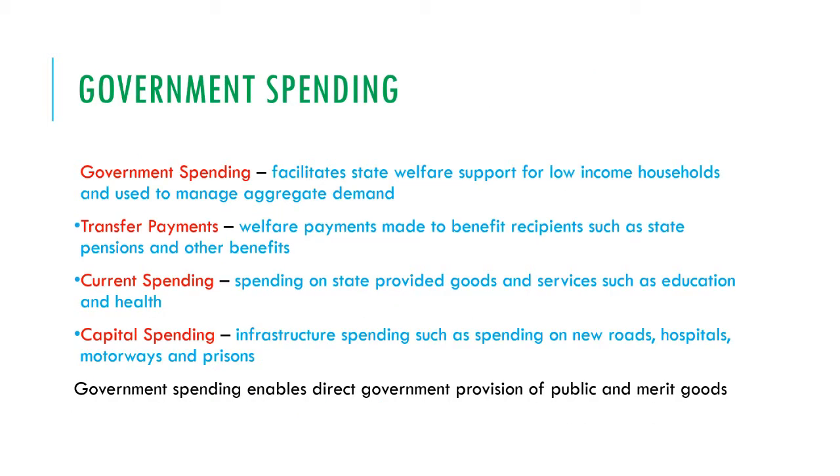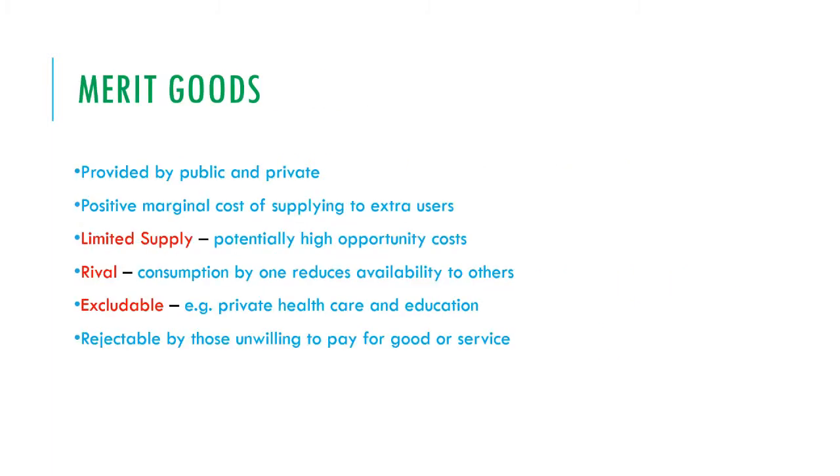Government spending is facilitating state welfare support for low-income households and is used to manage aggregate demand. This can be done through transfer payments, where welfare payments are made to benefit recipients, such as state pensions and other benefits. Current spending, where spending on the state-provided goods and services, such as education and health. And capital spending, which is infrastructure spending, such as spending on new roads, hospitals, motorways and prisons. The government spending will enable direct government provision of public and merit goods.